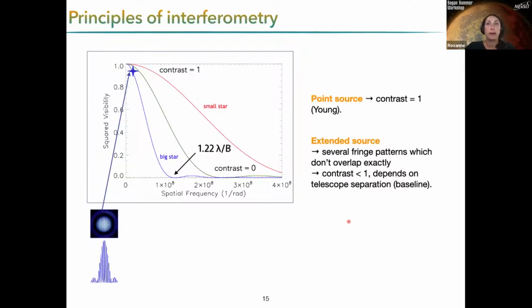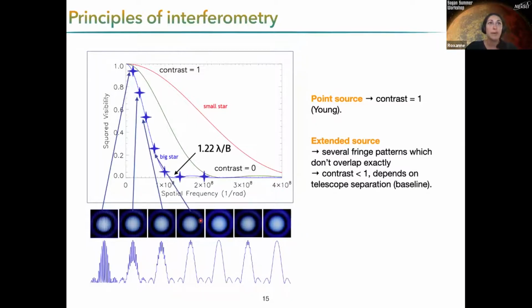Then you will stretch your baseline, take one a bit bigger, and you will start having a different contrast in what you measure. It will not be equal to 1 anymore. So you will be able to start seeing that your object is not just a point source. So you stretch a little bit more your baseline, and so on. And you will have many visibilities according to your spatial frequency. And then you can say if your object, your star here, is resolved or not.